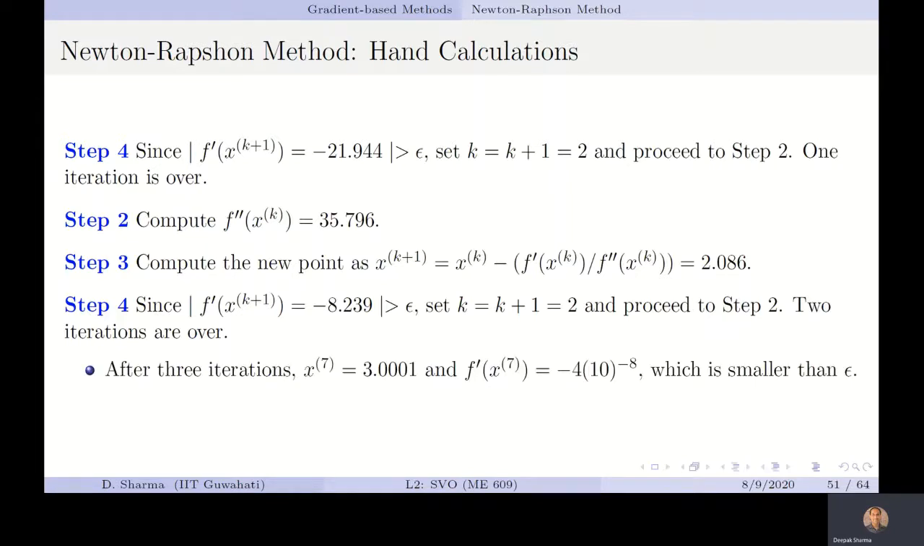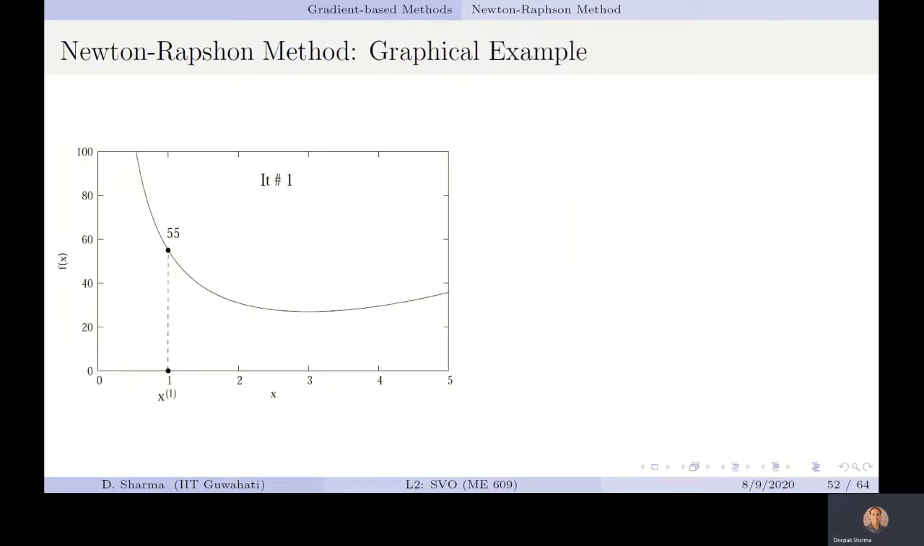Now, what you will realize is that since we have shown the iterations for 2, after 7 iterations basically the point will be 3.0001. Now you know that the optimum is at 3. So that's why this is going to be optimal. The derivative of the function there is minus 4 times 10 to the power minus 8. If you compare this derivative at step number 4, you know that this algorithm will terminate after finding x7.